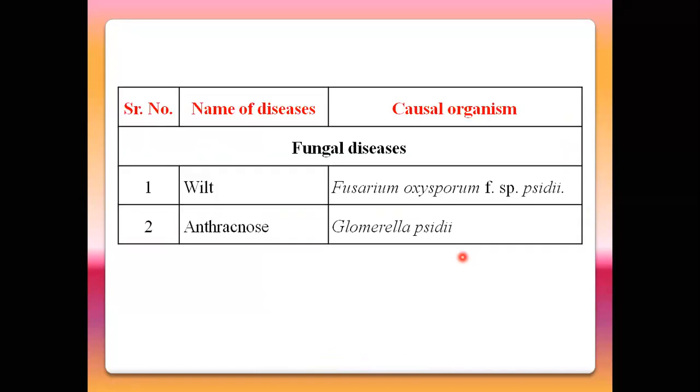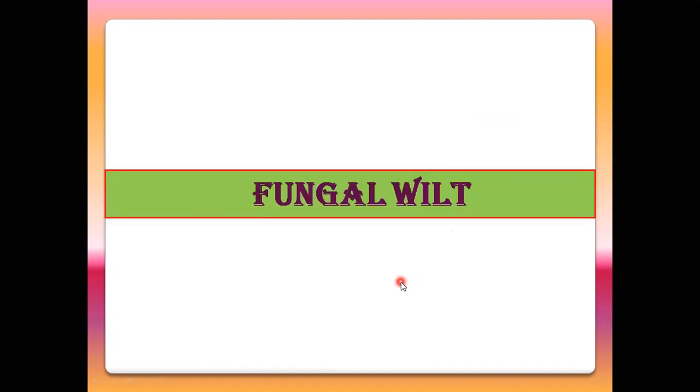Okay, so wilt and anthracnose are the two most important diseases seen in Guava. Wilt is caused by Fusarium oxysporum forma species psidii and anthracnose is caused by Glomerella cingulata. So let us see one by one, first, fungal wilt.